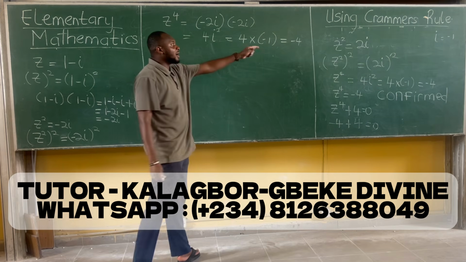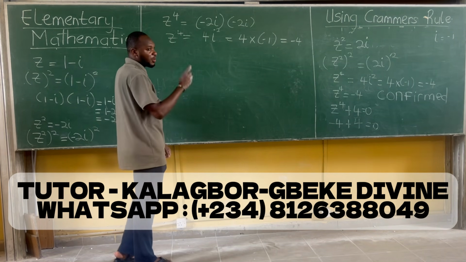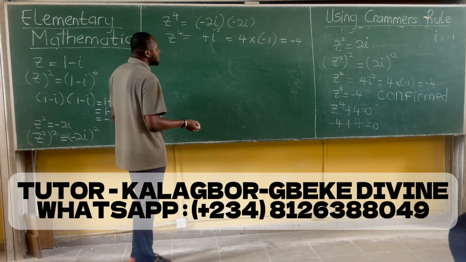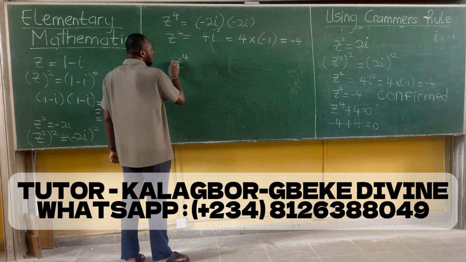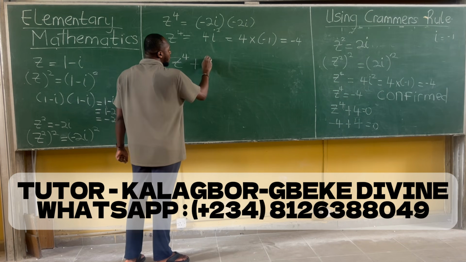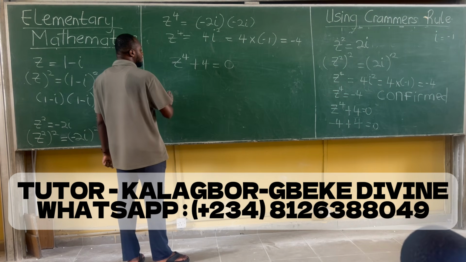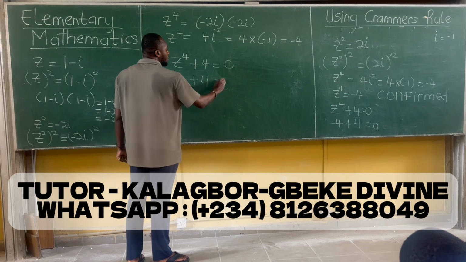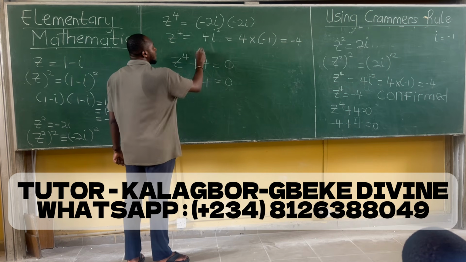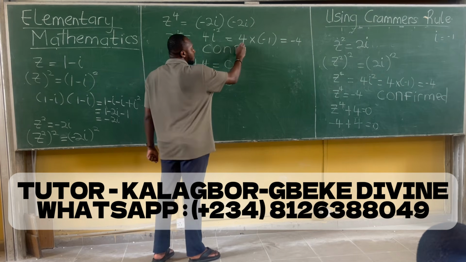So now let's put minus 4 as z raised to the power 4 into that equation again and confirm. I see it. So now that equation says that z raised to the power 4 plus 4 equals 0. Substituting, we will now have minus 4 plus 4 equals 0. So our root is what?